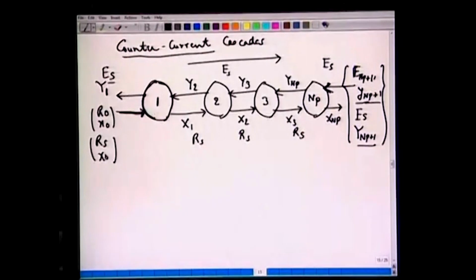In stage 1, two streams are entering with the composition X0 and Y2, and two streams are leaving, Y1 and X1. If we assume that it is an ideal stage, with uniform mixing, and they have spent infinite time, then these two streams will be in equilibrium. That means X1 and Y1 can be marked on this equilibrium curve. Similarly, Y2 and X2 will be in equilibrium, Y3 and X3 will be in equilibrium, and YNP and XNP will be in equilibrium.